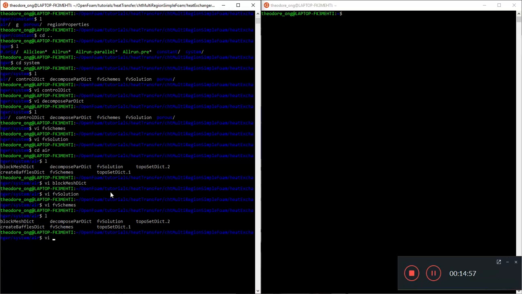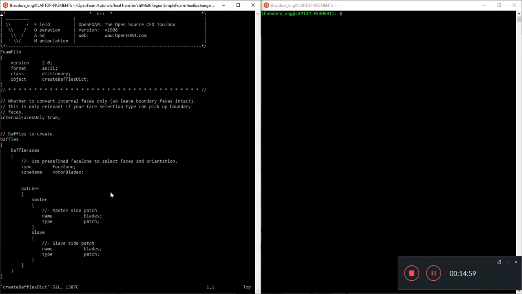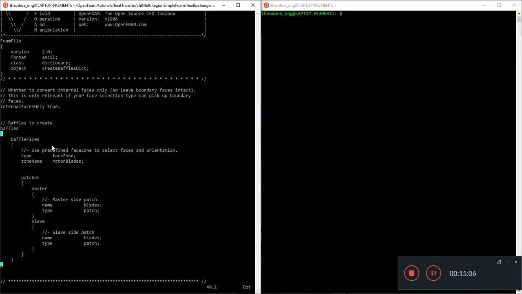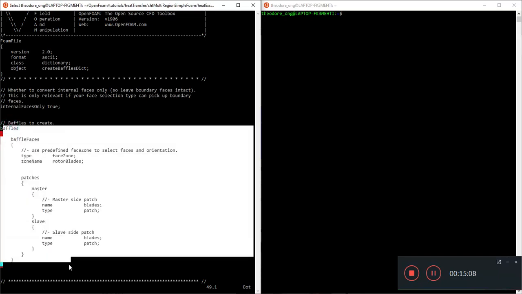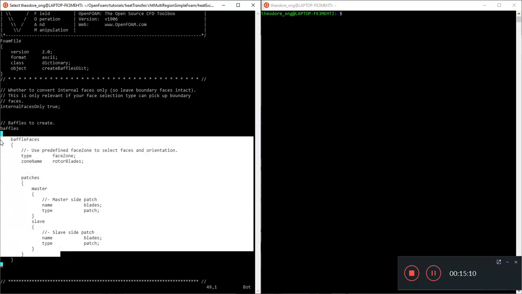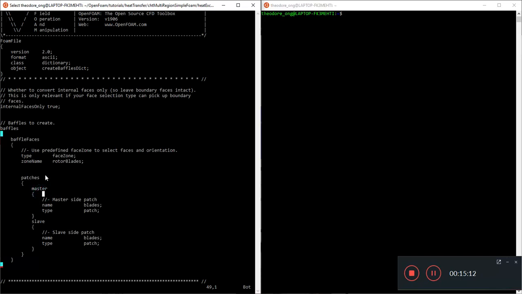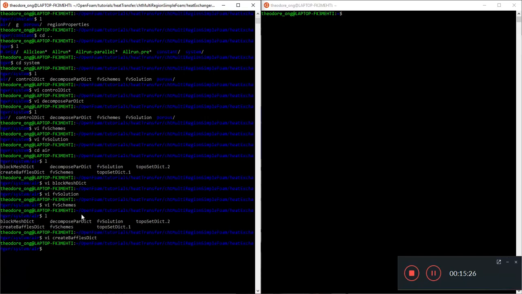So let's look at the create baffles dictionary. Okay, so again, it looks like there are some patches. Okay, there are some patches that are created so that we can have some sort of a rotor blade spinning in this system. So okay, we will want to look at what create baffles actually does. This is something new to learn.